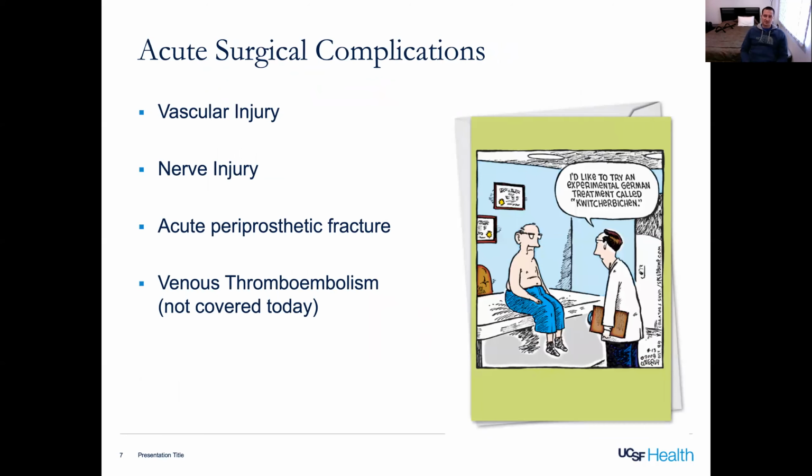So let's move on to acute surgical complications. We're going to talk a little bit about vascular injury, nerve injury, and acute periprosthetic fracture. Venous thromboembolism is listed as an acute surgical complication in the purple book. However, we're not going to cover that today because I think you have an entirely separate lecture on that, and it's a relatively larger topic. I'd love to say this to my patients at some point, to actually prescribe it to them, but I can't.